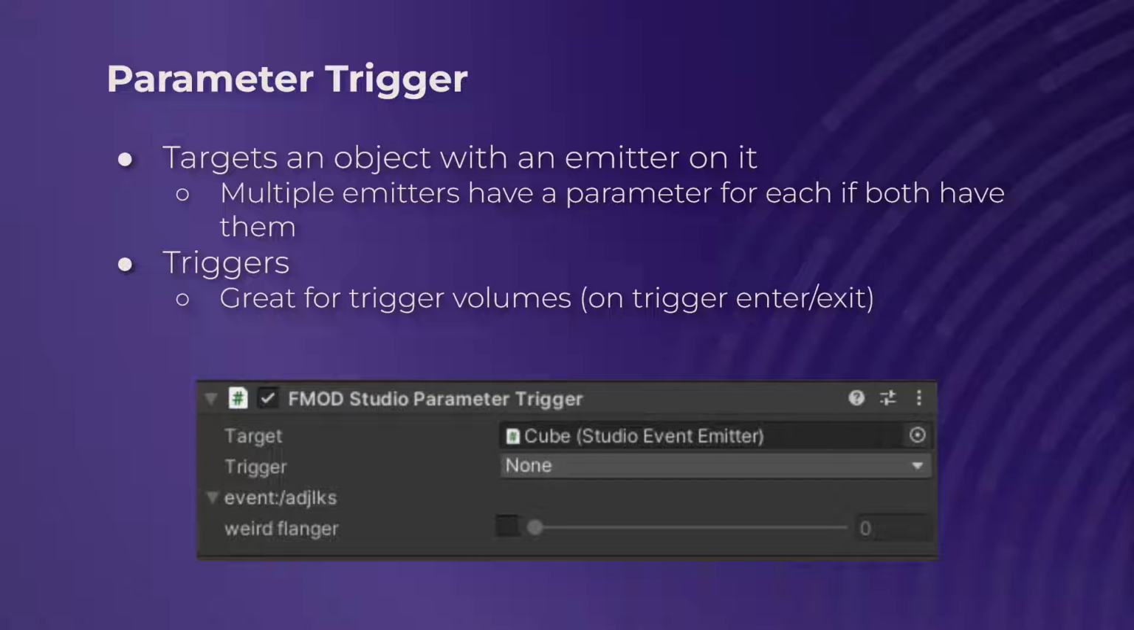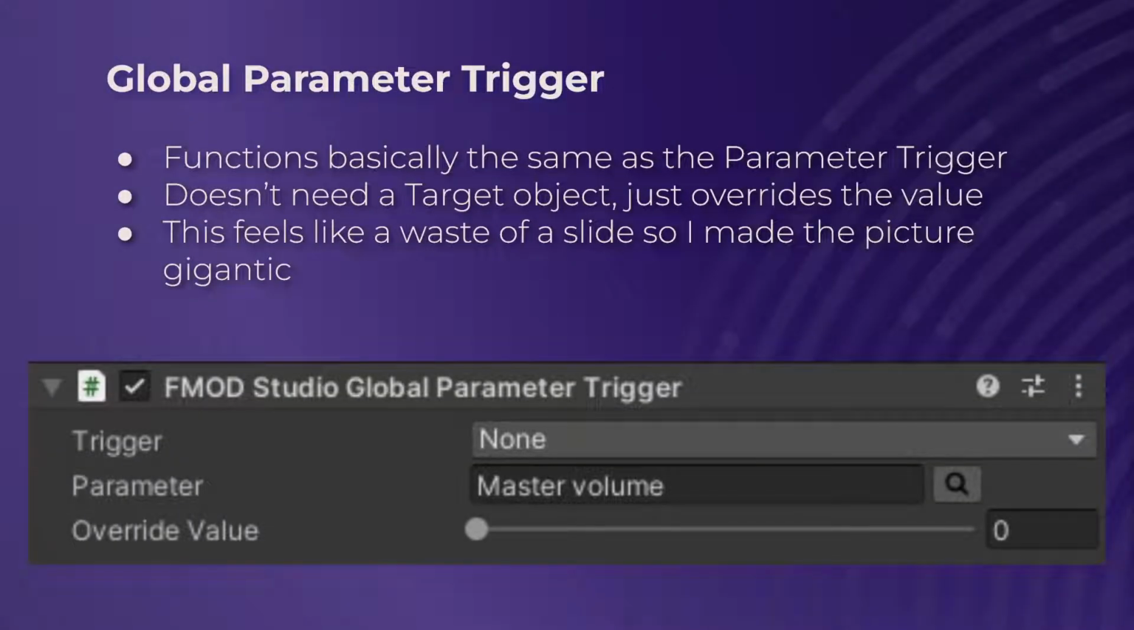But yeah, these things are fantastic for trigger volumes, especially for on trigger enter and exit. This is what I used for adaptive music, being super simple. Like you would walk into an area, you'd pass through a trigger volume, cool. It switches to the next part of the track. So yeah, definitely want to get familiar with these if you're doing pretty much anything that's triggering different parameters. And similarly, we have the global parameter trigger. This is kind of a useless slide, so I made the picture gigantic, but in essence, it's almost the exact same as the parameter trigger, except it doesn't require a target object, it just overrides the value normally, since there's only one global parameter.